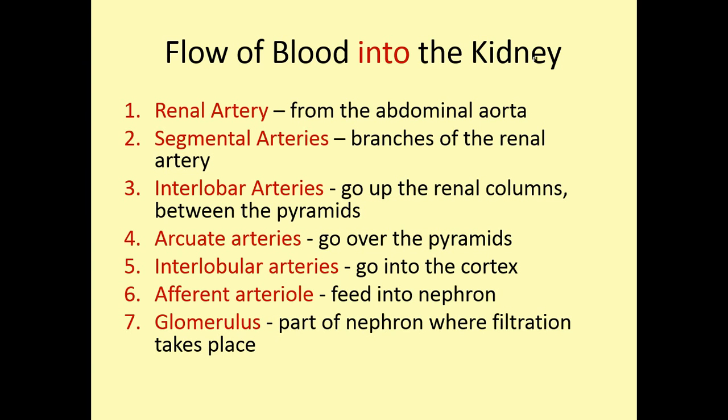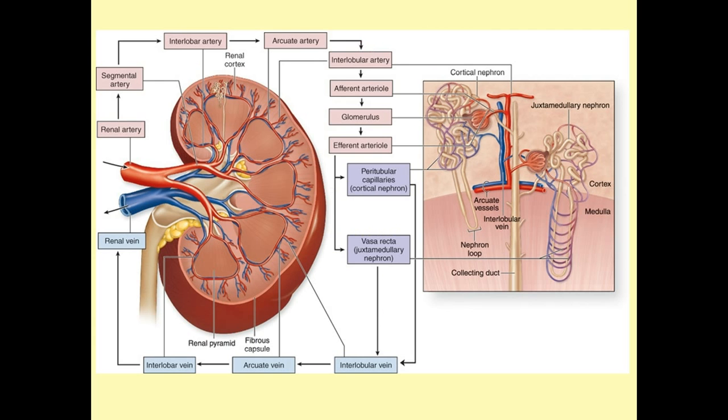So let's look at what those arteries look like on a diagram. So let's follow that path again. All right. So go ahead and find the renal artery on this diagram. I just put a number 1 on it. So that's where we're going to enter the kidney, by way of the renal artery. Note that the renal artery branches. Those branches are called segmental arteries.